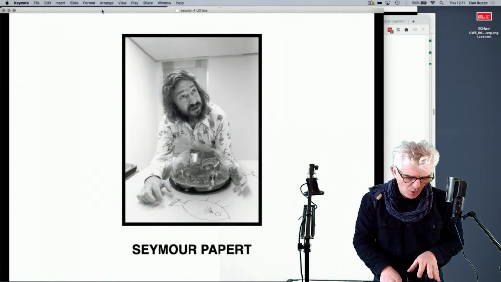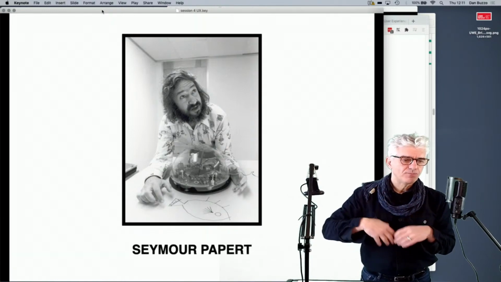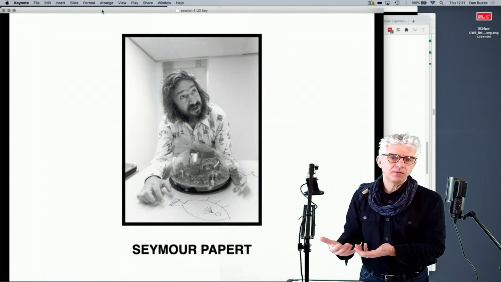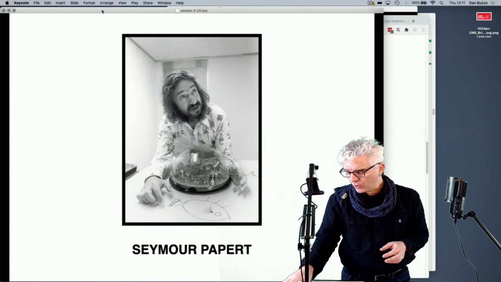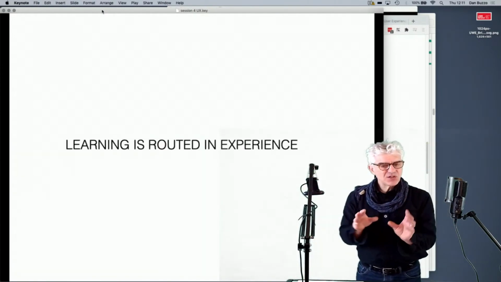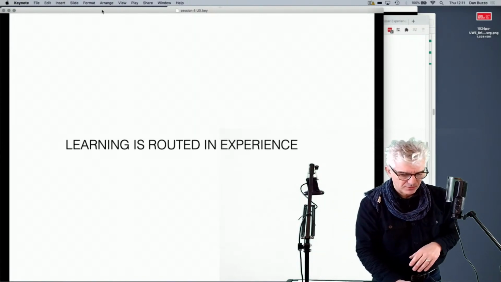And Seymour Papert, with the designer of the Turtles, and this idea of physicality, even though it's using computer systems underneath, extended some of the ideas that we were discussing about moving away from purely screen-based things. And this is his point, that learning is rooted in experience.